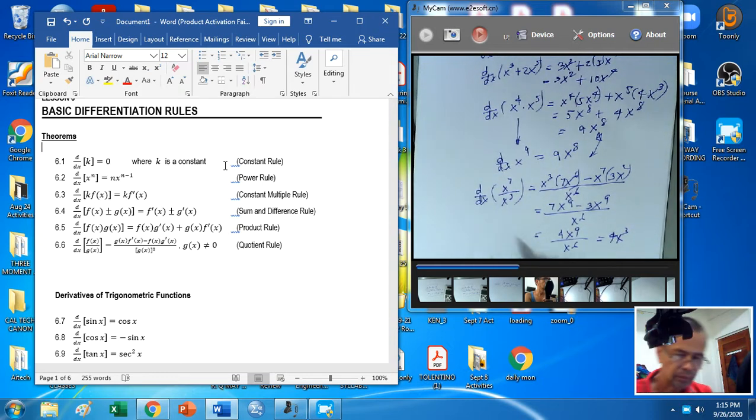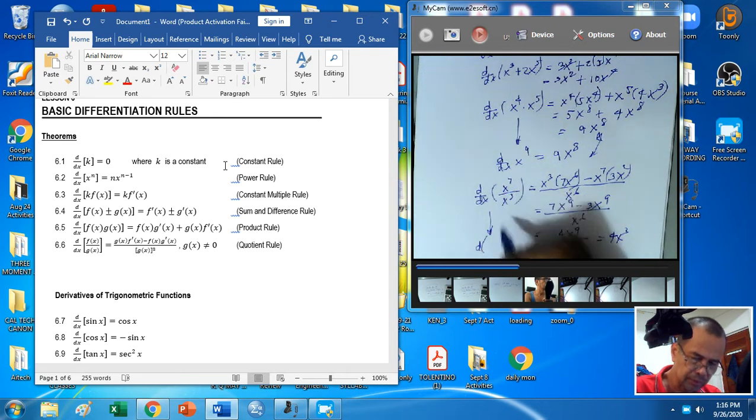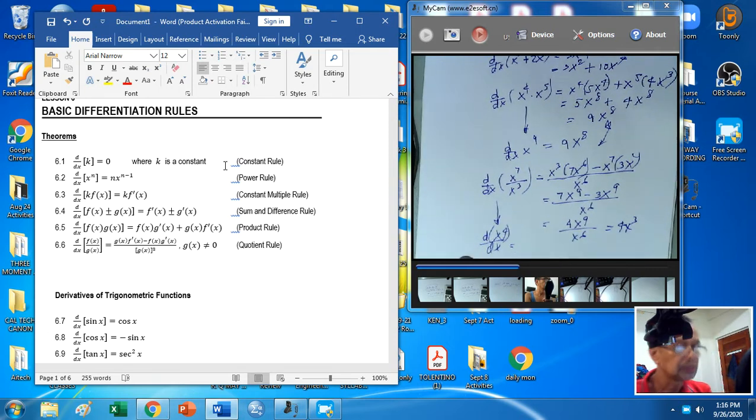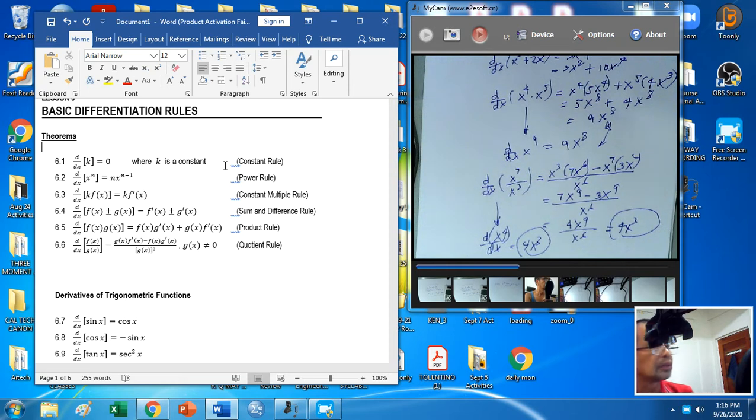Okay. Now notice that this is automatically the same. X to the 7 over x cubed, that is x to the 4th. Okay, and the derivative of x to the 4th is just equal to 4x cubed. This is just the verification of what? The verification of the quotient rule, as well as the product rule.